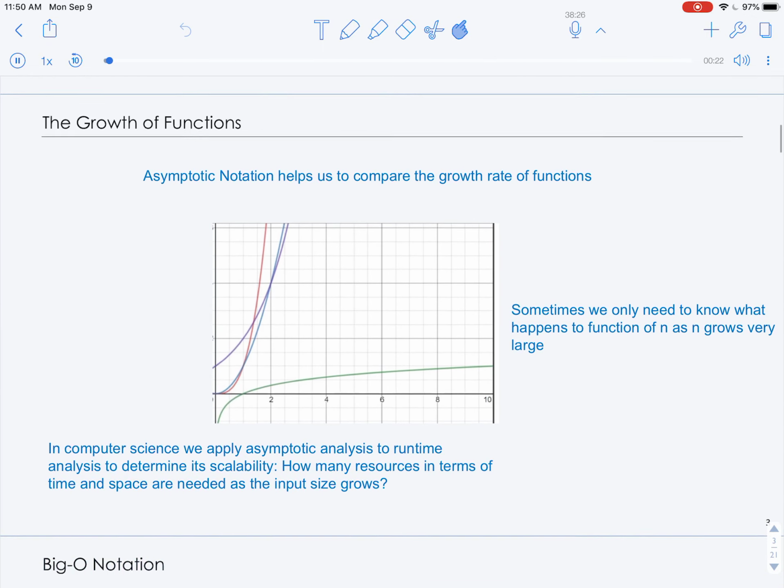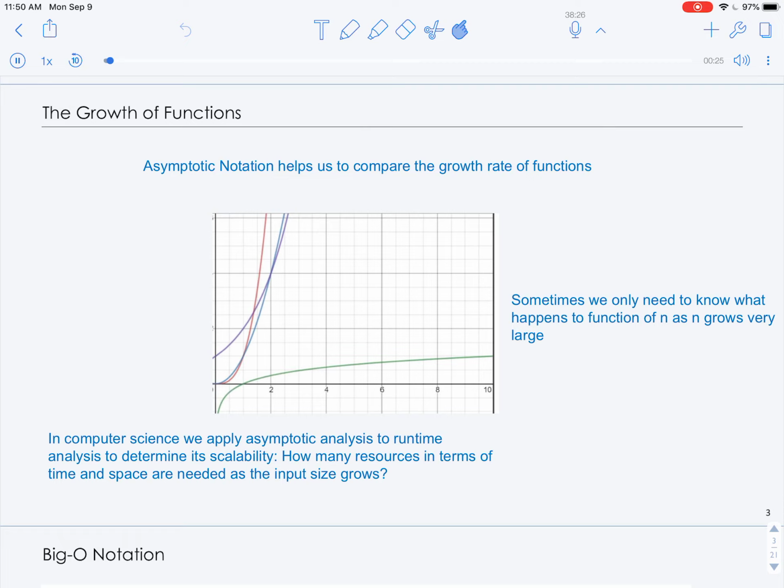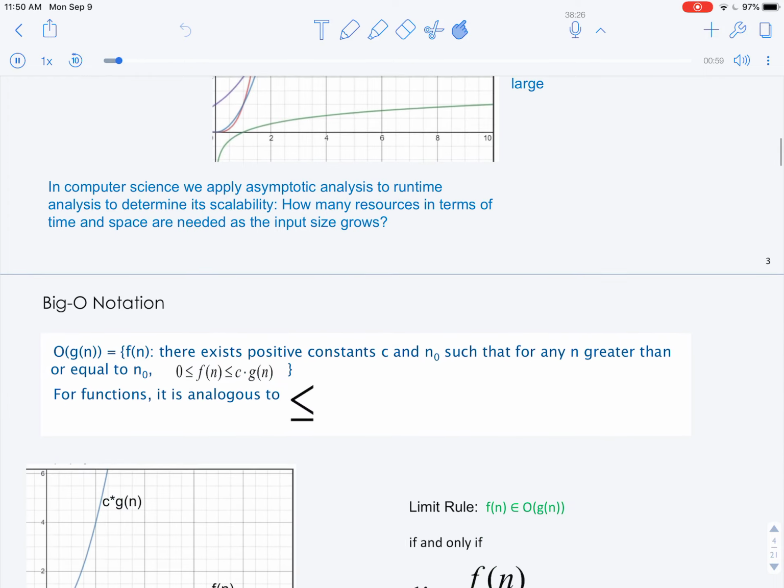First, we want to discuss why we bother with asymptotic notation. Asymptotic notation helps us compare the growth rate of functions. Sometimes we only care about what happens as the function grows very large, as the input to the function grows very large. In computer science, this is important when we consider the scalability of algorithms. We want to know how many resources we need in terms of time and space for this algorithm as our input grows.